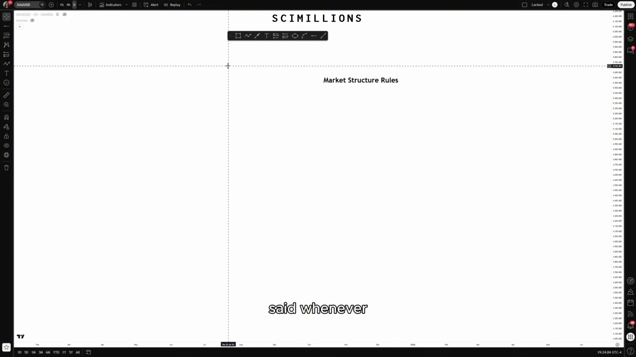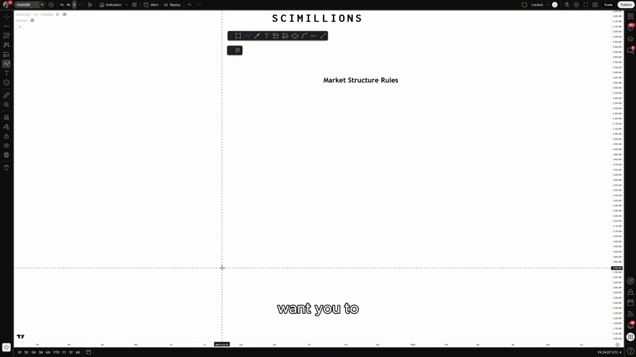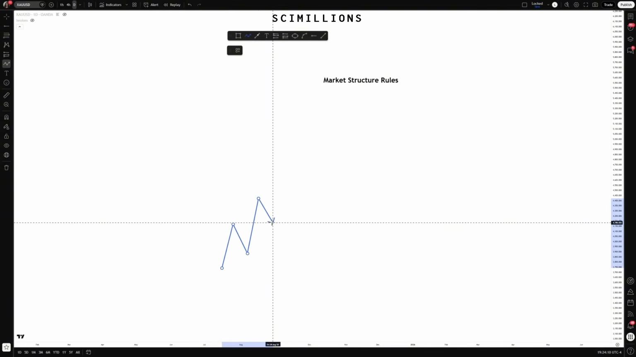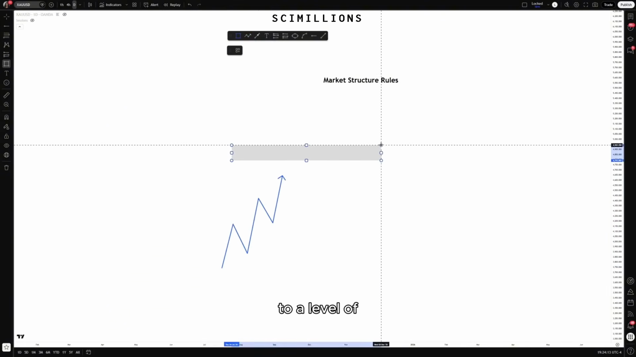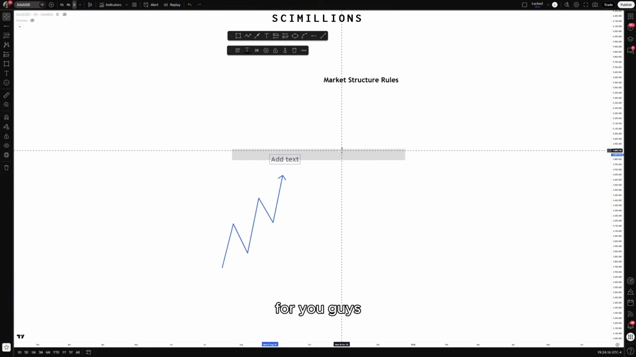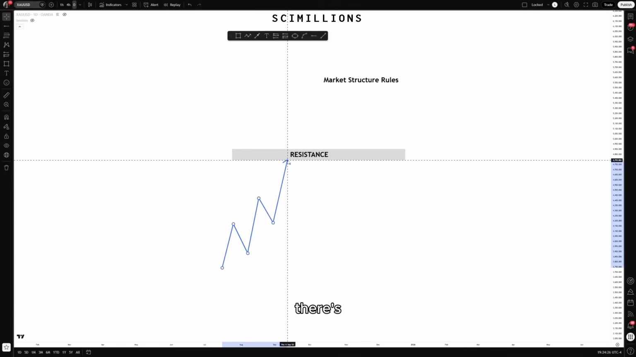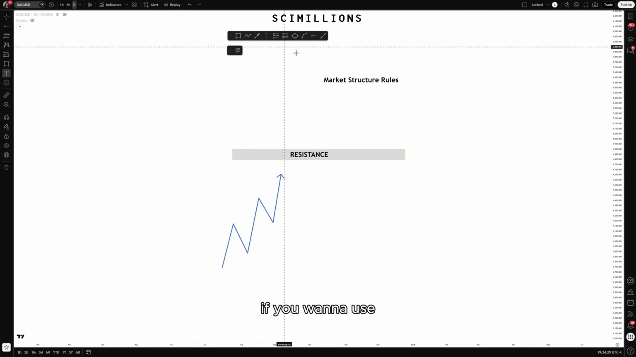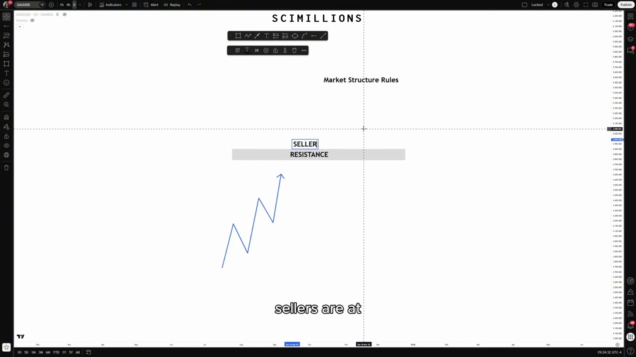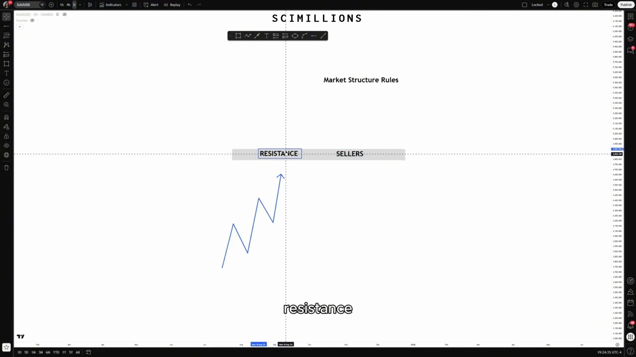With all that being said, whenever you're trading in the trend, I also want you to remember when you are buying, price is buying to a level of resistance. So I'm going to use an easy word for you guys. A resistance is how far price can go up. It gets to a point and there's resistance. But if you want to use the terminology I use, this is where sellers are at. So you can say resistance, you can say sellers.